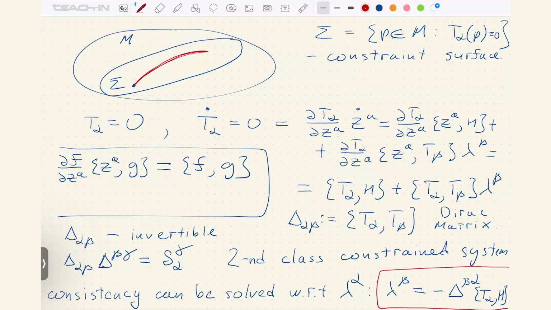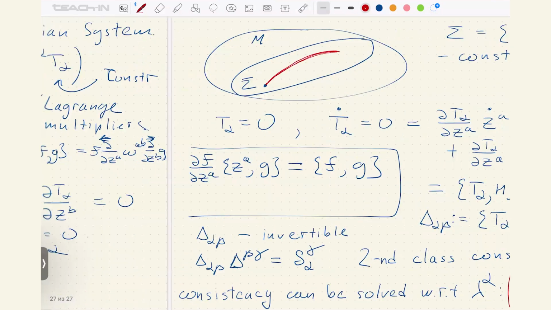And then we can express our Lagrange multipliers as algebraic functions. There are no derivatives in the right hand side of this equation. We can express our Lagrange multipliers as functions of the remaining variable z, right? Because Delta is a function of z, and T_alpha are functions of z, and H is a function of z. So we just compute this right hand side, and we know what lambdas are. So you see the consistency condition is very strong. It allows us to express lambda in terms of other variables, so we can forget about it.